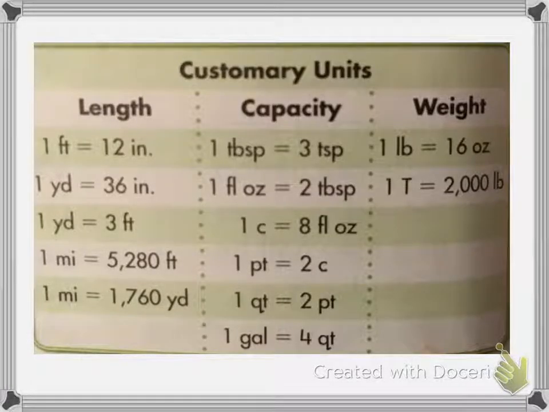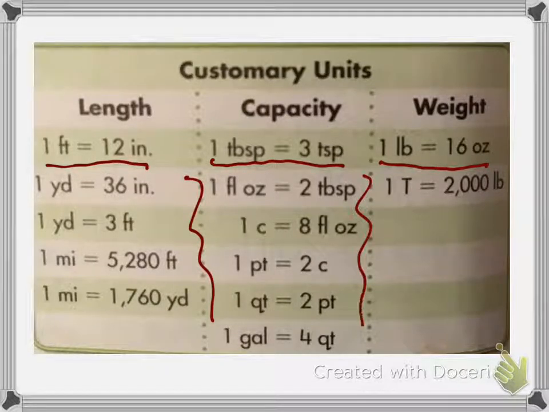Well, we have to kind of memorize these conversions right here: the length, the capacity, and the weight. Like 1 foot is equal to 12 inches. 1 tablespoon is equal to 3 teaspoons. 1 pound is equal to 16 ounces. And there are many more ones that we could use.